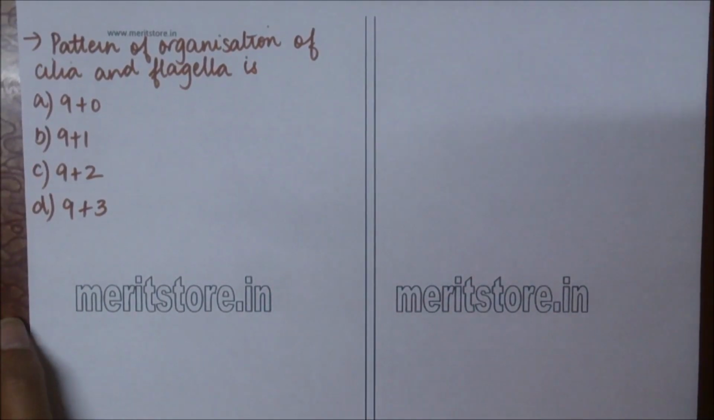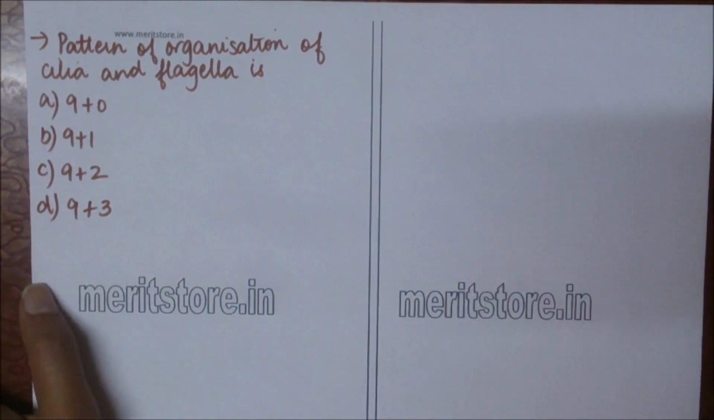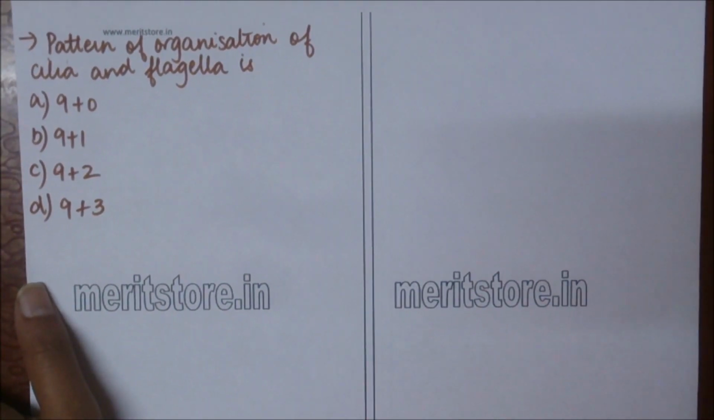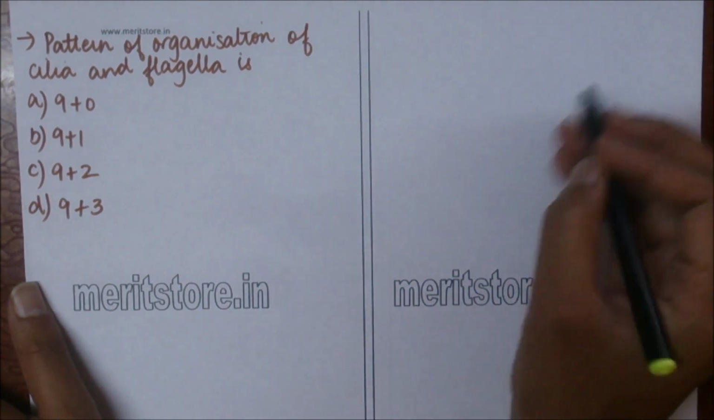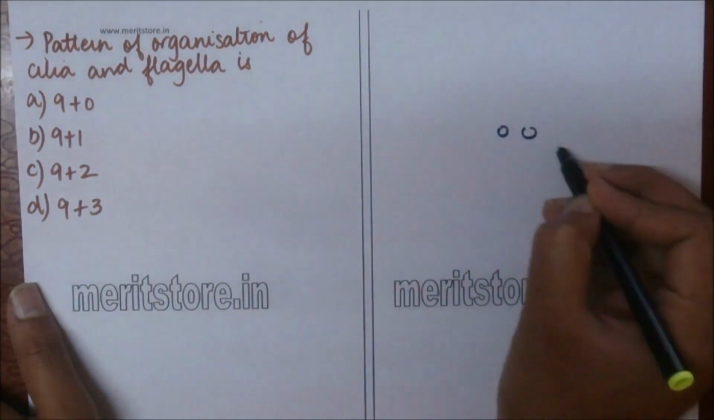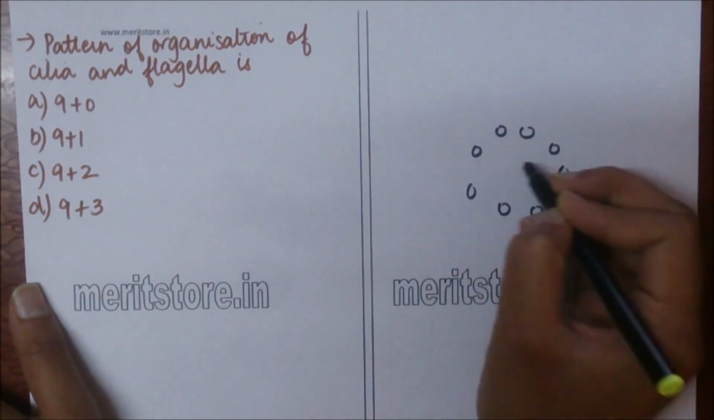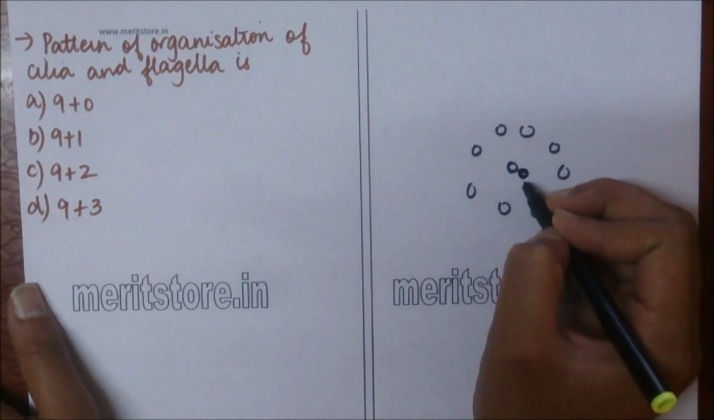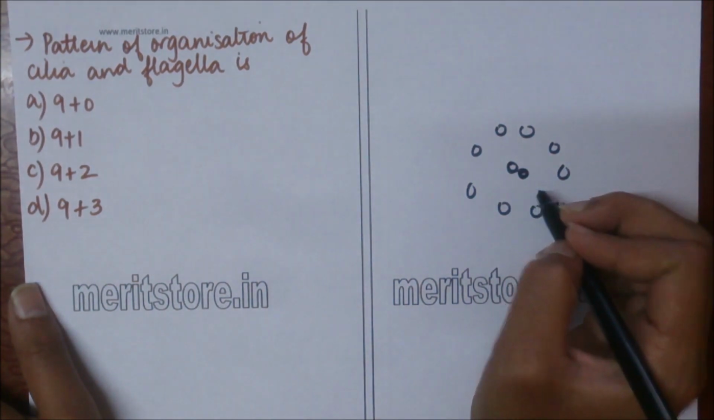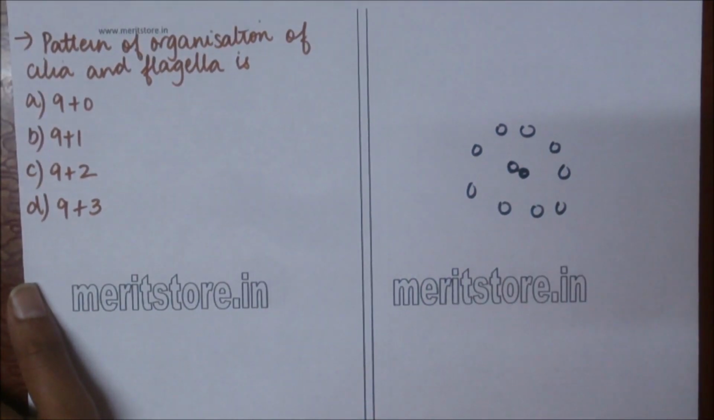Next question is, pattern of organization of cilia and flagella is A. 9 plus 0, B. 9 plus 1, C. 9 plus 2, D. 9 plus 3. Cilia are fine hair-like protoplasmic extensions which consist of 9 peripheral axoneme and 2 central microtubules. The 9 peripheral and 2 central microtubules arrangement are seen in cilia and flagella.